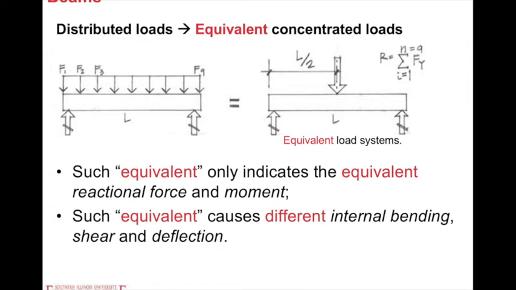It only indicates the equivalent reaction force and moment. That's mostly focused on the support constraints, like this one and this one. Also, if they have any moment on these two ends, that should be equivalent. However, this concentrated load will cause totally different internal bending, shear, and deflection. So we cannot simply use the equivalent concentrated load to calculate the internal strength.